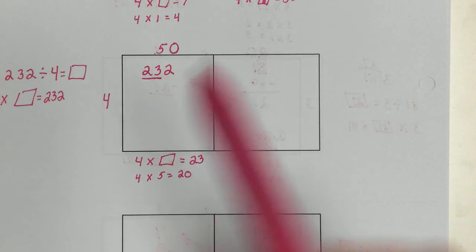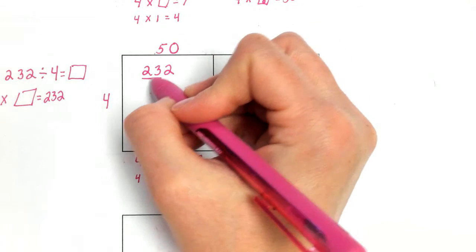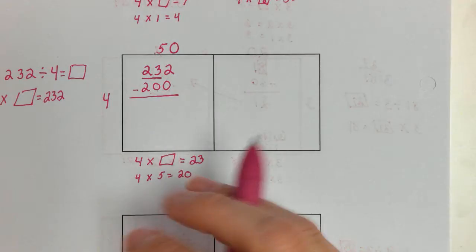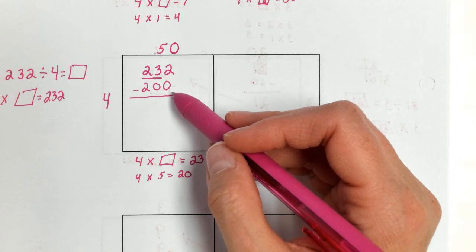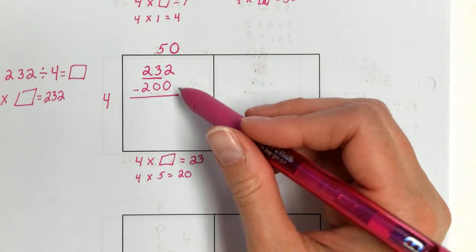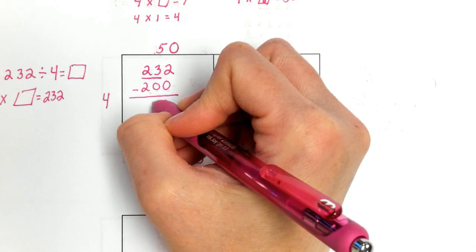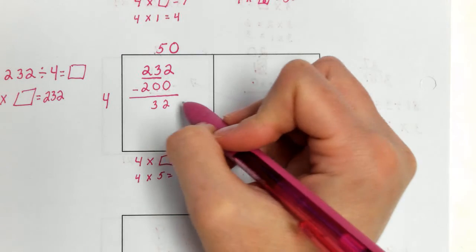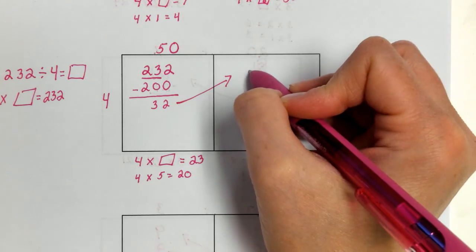That's why. All right. So what is 50 times 4? Well, I know 5 times 4 is 20, and then I bring my 0. So 200. Wait, is it 200? Yeah, 50 times 4 is 200. So now I'm going to subtract 200 from 232. Okay, all right, so now what am I going to do with this 32? Bring it over to the ones.